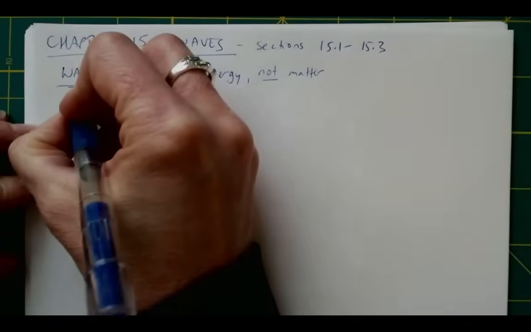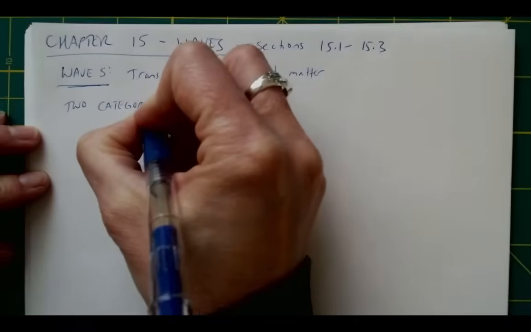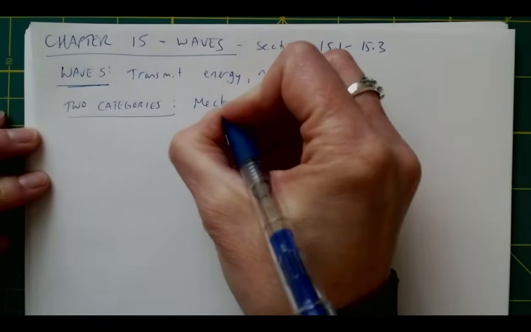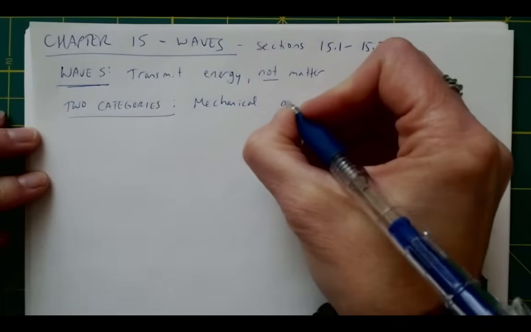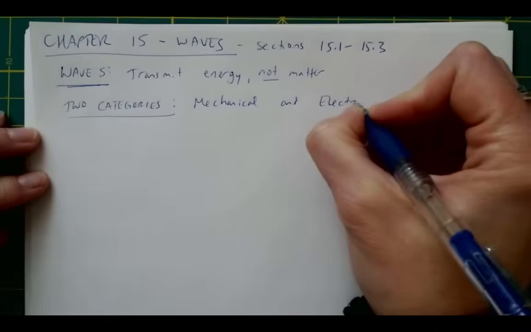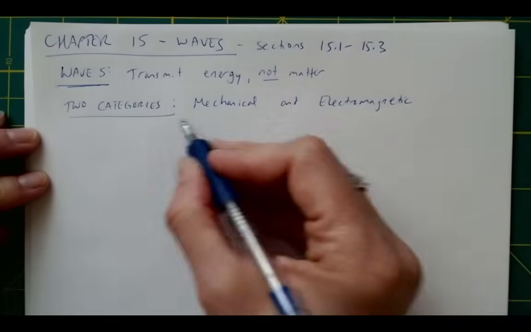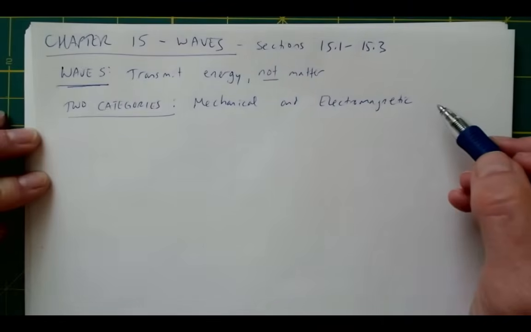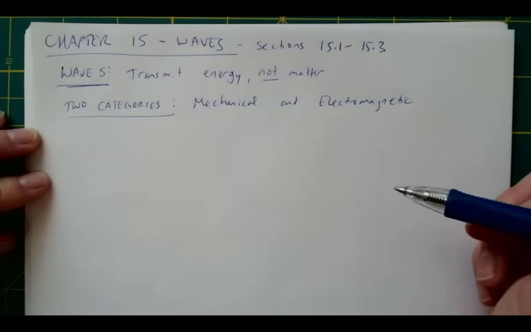So there's going to be two main categories, and these are divided into mechanical waves and electromagnetic waves. In this semester on mechanics, we're focusing on mechanical waves. In the next semester, when you talk about light and optics, you'll come back to the idea of electromagnetic radiation.